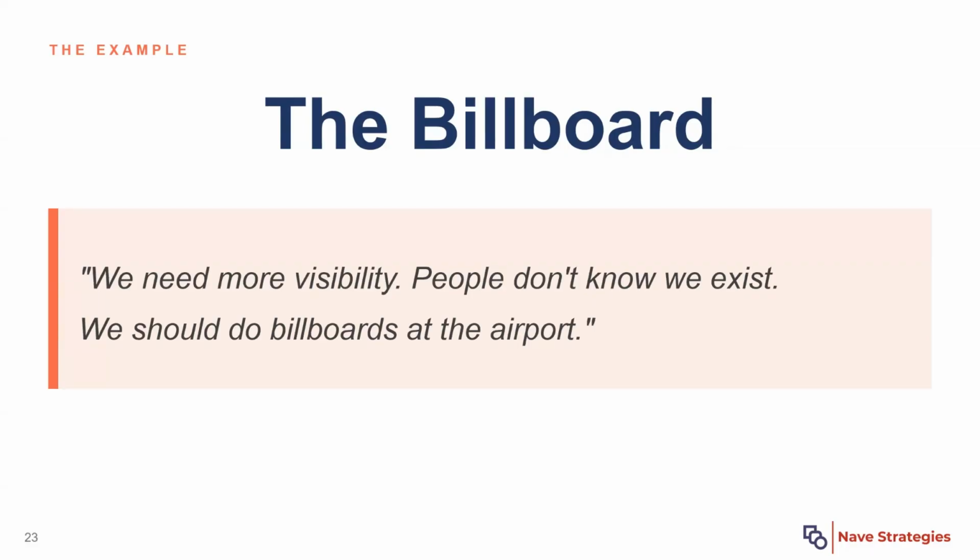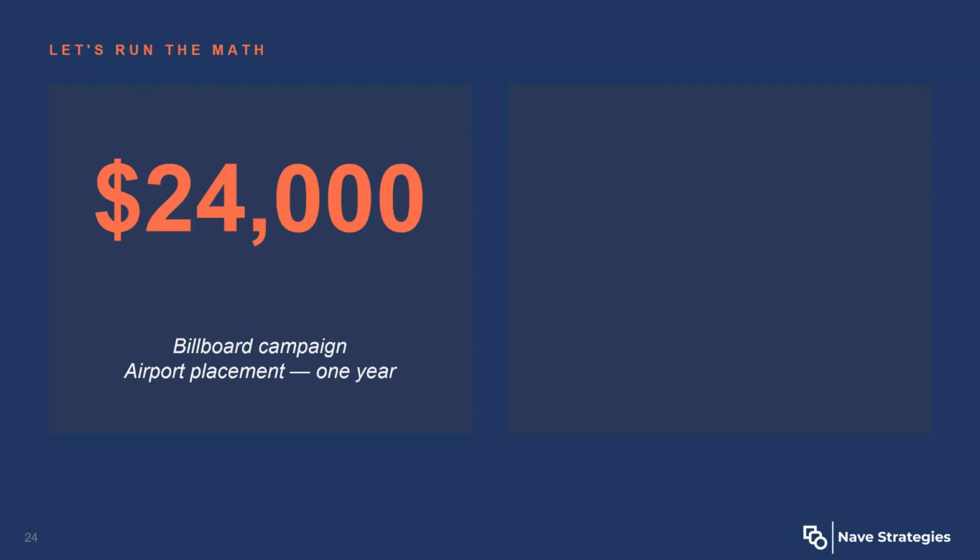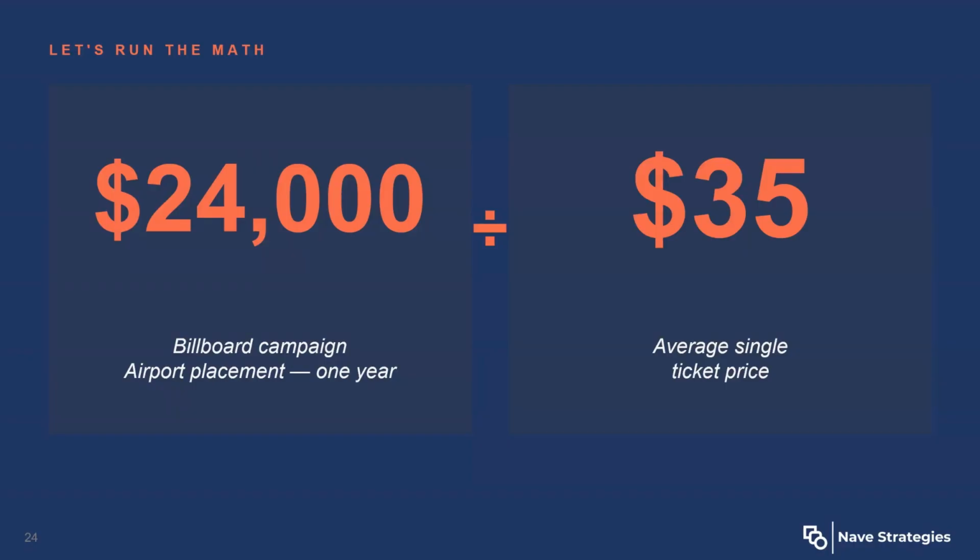The belief underneath that idea is that awareness is the problem, that there are people in your community who would buy tickets to your orchestra if they only knew you existed, and that a billboard at the airport is the right way to reach them. So let's run the pressure test on that idea. A billboard campaign in an airport in a reasonable market for 1 year runs approximately $24,000. So that's the investment on the table. Your average single ticket price is $35. Here's the math.